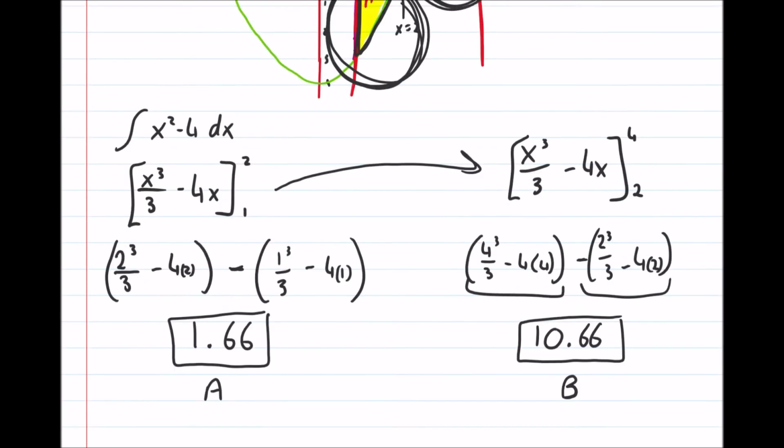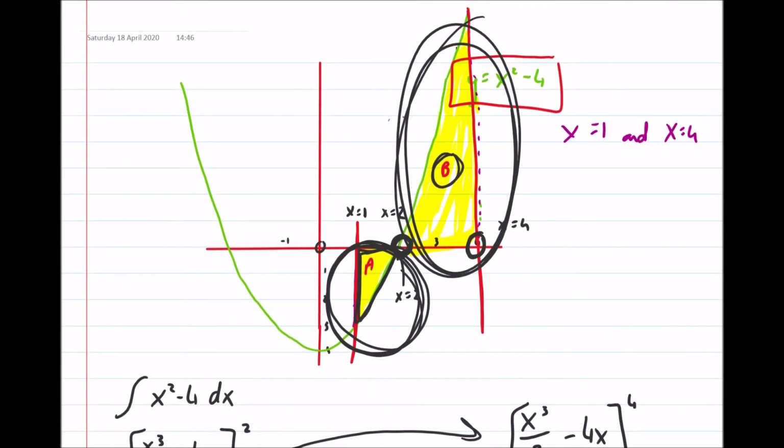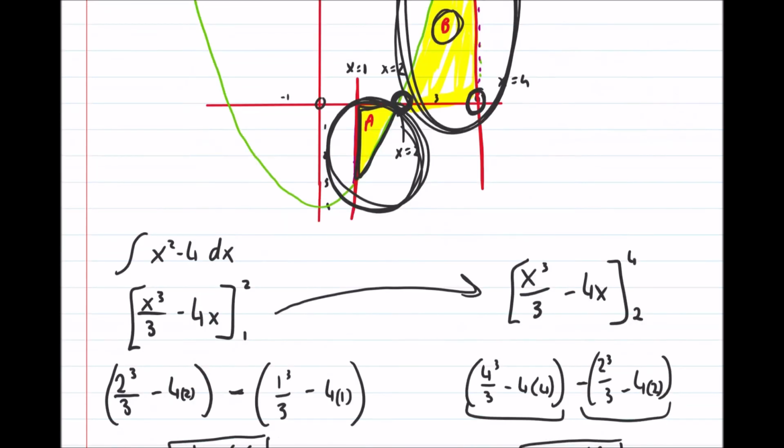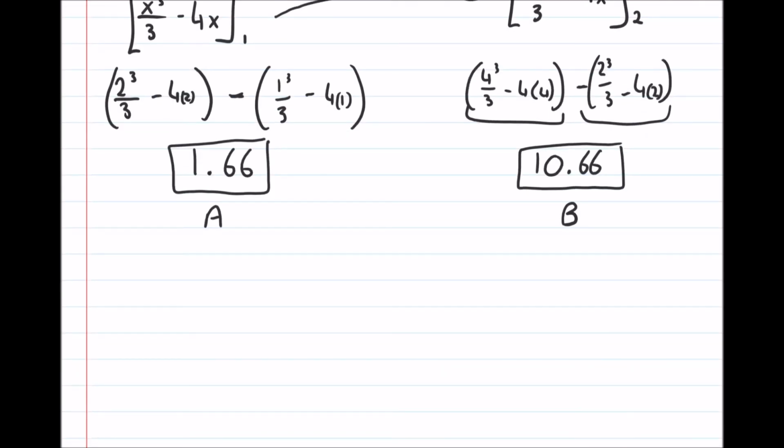What do you think we do with both of them? Because we want to find the combined area of A and B, we will add them. And we will get 12.33, or if you want, 12 and a third would be better. Okay, and it's units squared.